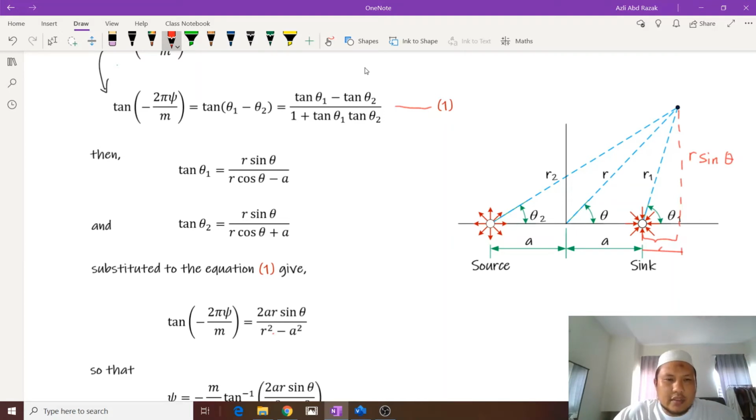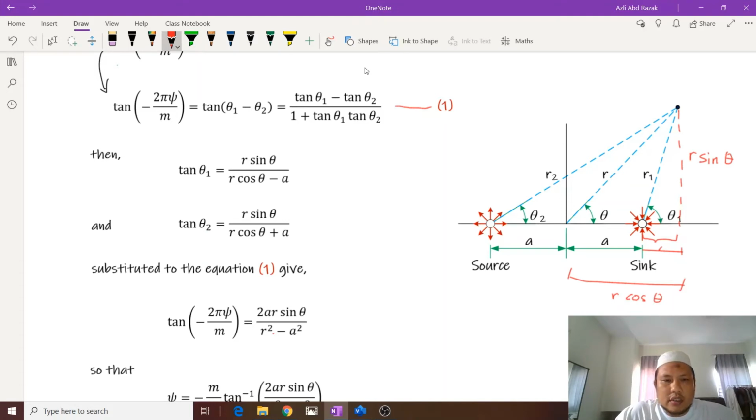So we have tangent theta 1, and then for tangent theta 2 we do a similar thing. We have r sine theta, and this is r cos theta. From here to here is r, and from here to here, this is r cos theta.